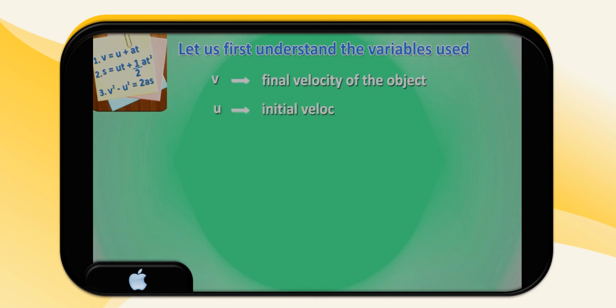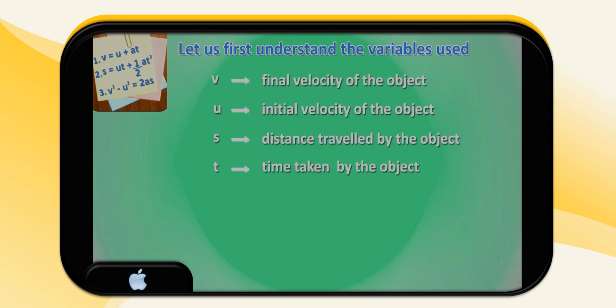Let us first understand the variables used in the equations. Here v stands for the final velocity of the object, u stands for the initial velocity of the object, s stands for the distance traveled by the object, t stands for the time taken by the object, and the last, a, stands for the uniform acceleration. We will study these equations one by one.